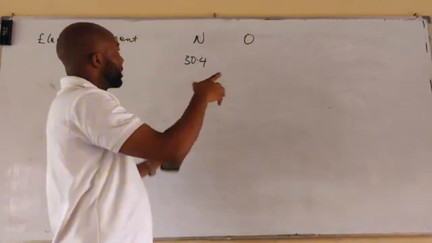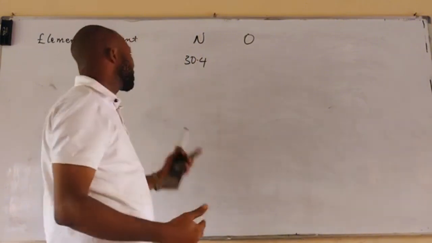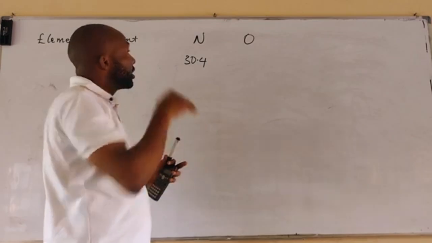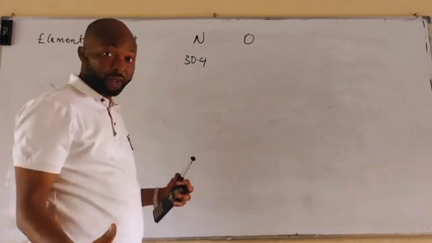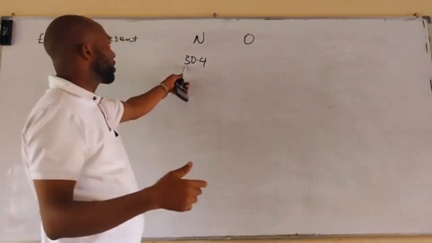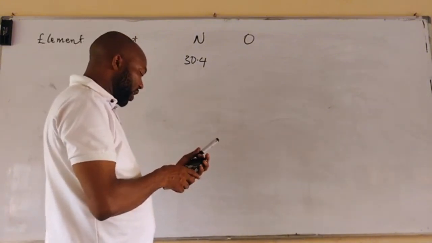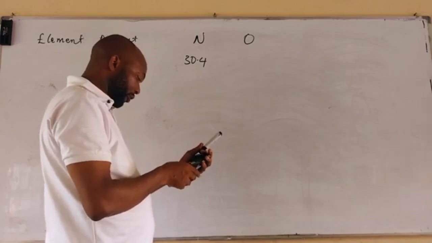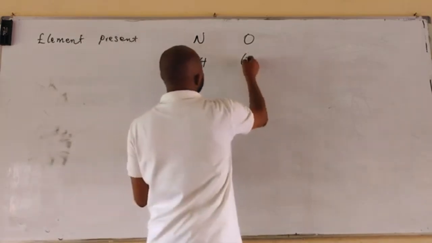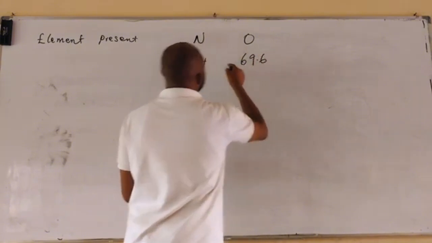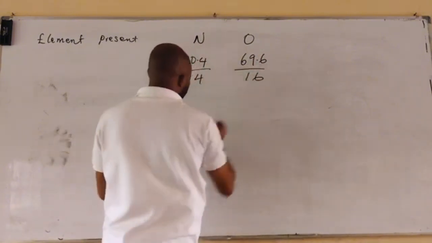An oxide means nitrogen and oxygen, we know that, and the percentage given is that of nitrogen, which is 30.4. The oxide is supposed to give us 100%, so 100 minus 30.4 gives us the other one, 69.6. Divide by the relative atomic masses, which are 14 and 16.